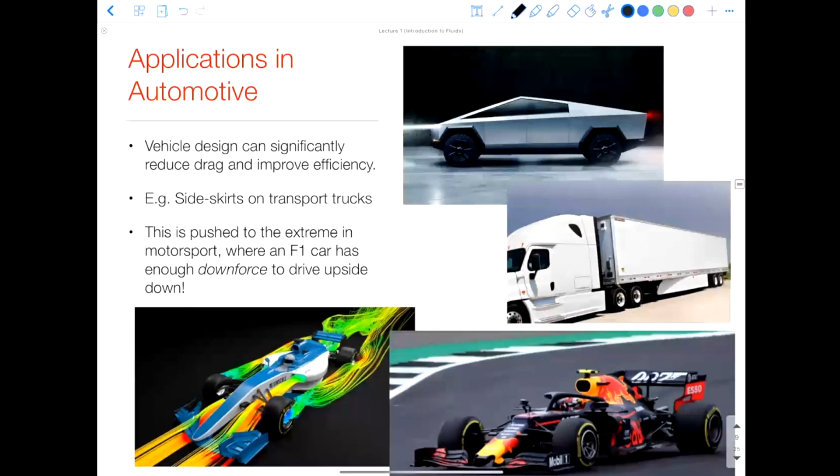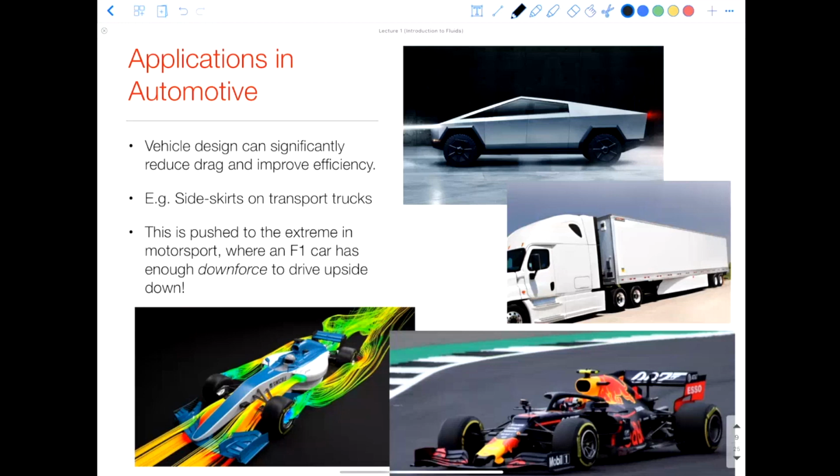Another application, automotive. This is maybe a little less obvious, especially if you look at the Tesla truck. Sometimes some automakers don't really consider aerodynamics too much. There's a lot of innovation and work done in automotive to try and improve the aerodynamic efficiency of vehicles, and especially on highway driving, that seems to be one of the largest contributors to your fuel economy, making your vehicle more aerodynamic. So you can reduce the drag, you can increase your fuel economy.